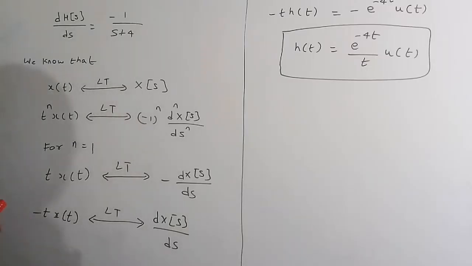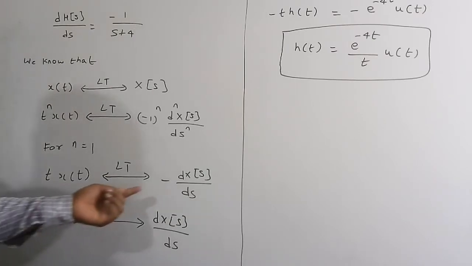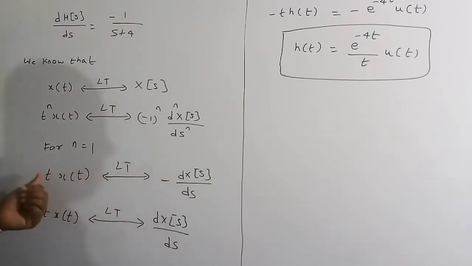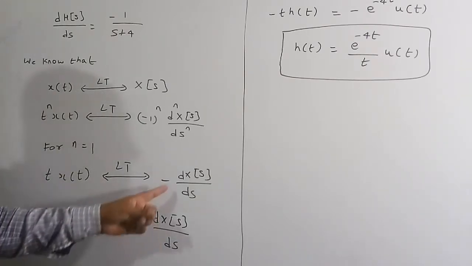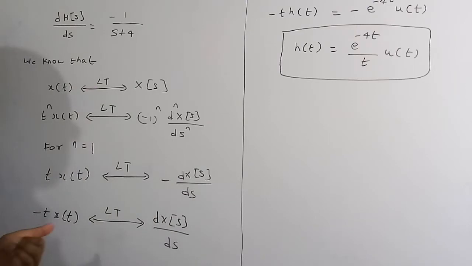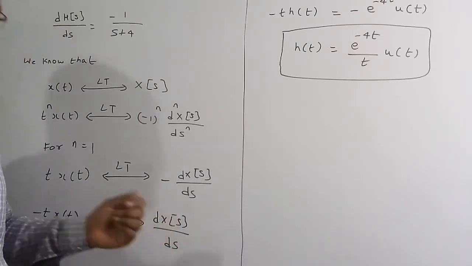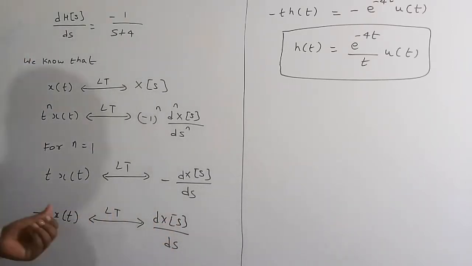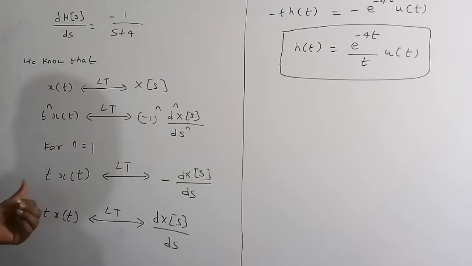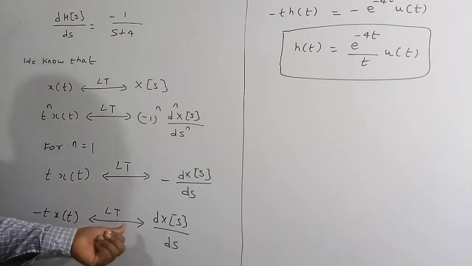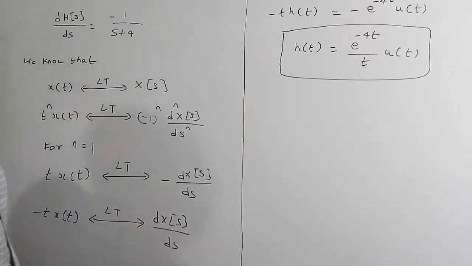So finally, suppose I multiply both sides by minus 1. Then this will become minus t. Here minus times minus will become plus, meaning I am taking the minus to this side. So for minus t into x of t, the Laplace transform is nothing but d of x of s by ds. Now in place of x I am going to take h, because I am replacing x of t by h of t. See the equation, same thing: minus t into h of t has a Laplace transform dH of s by d of s, for our convenience.